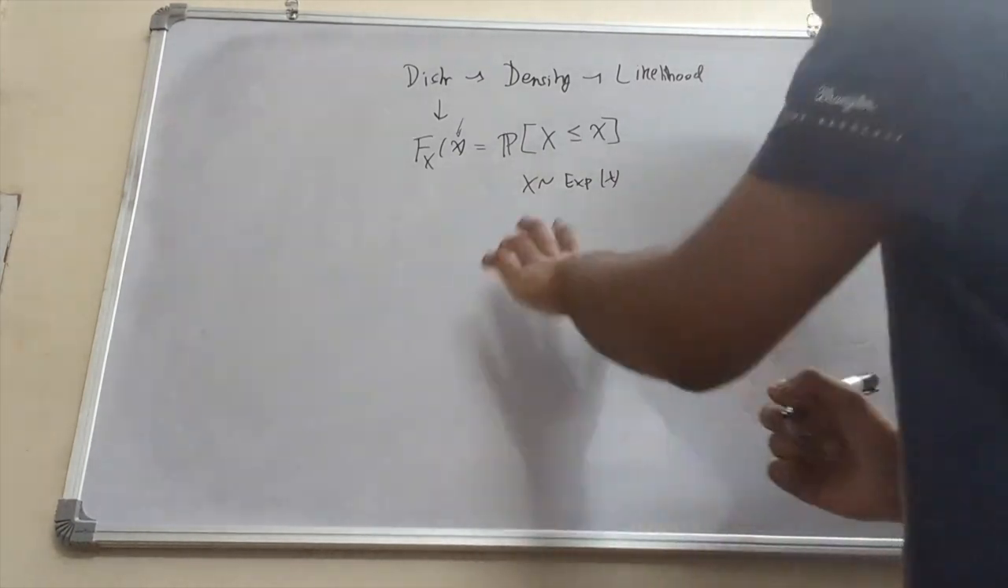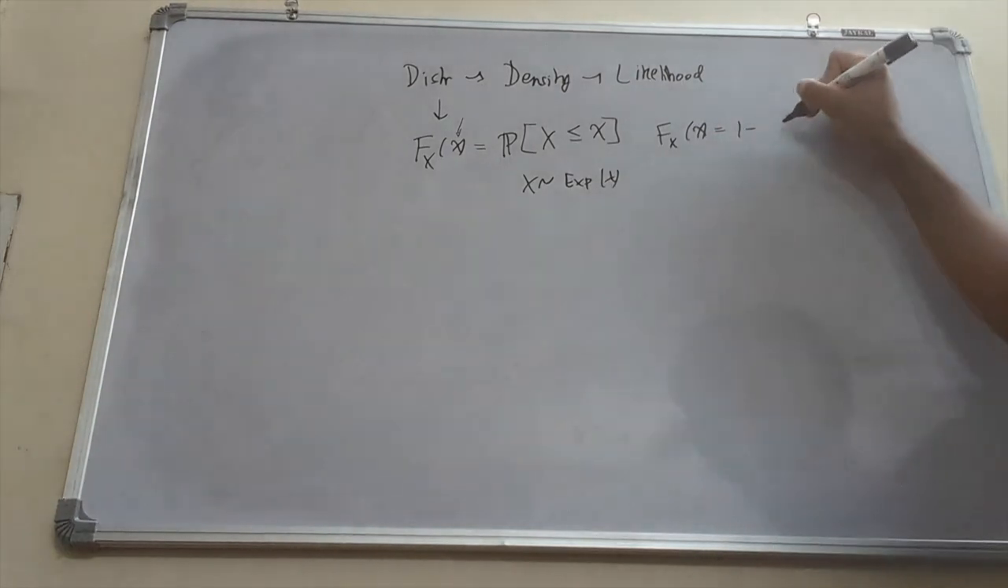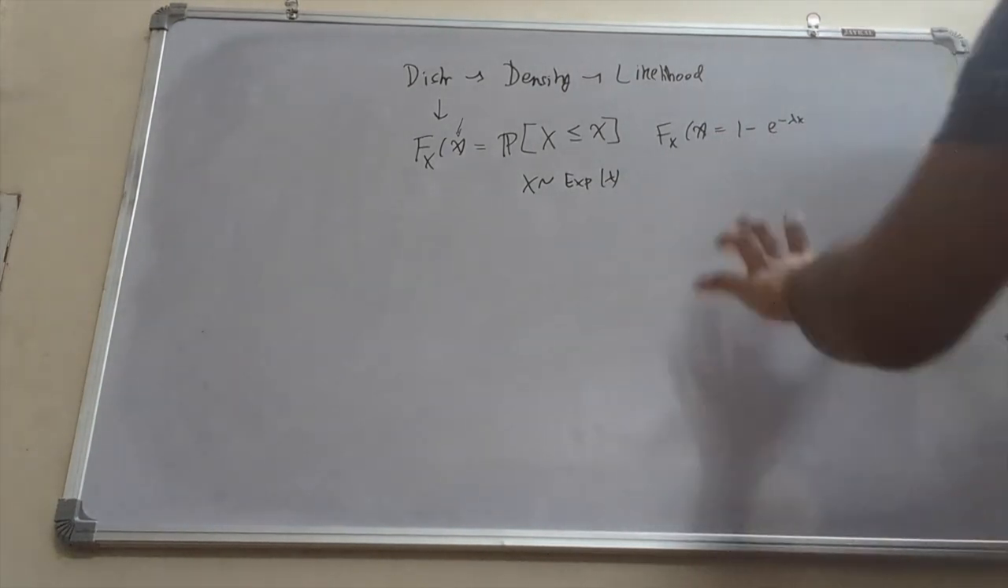Let's just say we have X belongs to exponential lambda. The distribution function of this is defined as 1 minus e to the power minus lambda x.